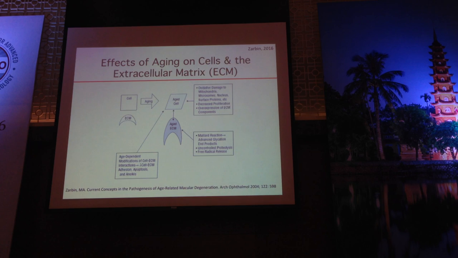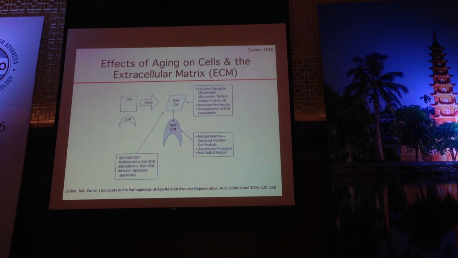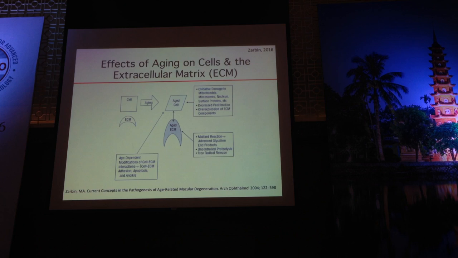Before we talk about age-related macular degeneration, we have to think about aging, because the changes in age-related macular degeneration are superimposed on the changes associated with aging. Aging affects cells and it affects the extracellular matrix. The way it affects cells is through oxidative damage to the mitochondria, which alters proliferation of cells, and it's associated with overexpression of extracellular matrix components, which, as you know, is one of the features of macular degeneration. Aging also affects the extracellular matrix biochemically.